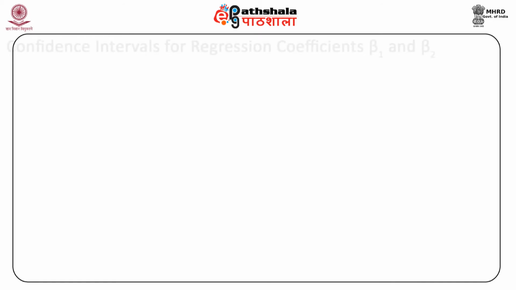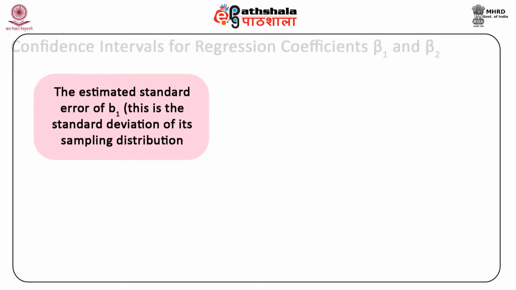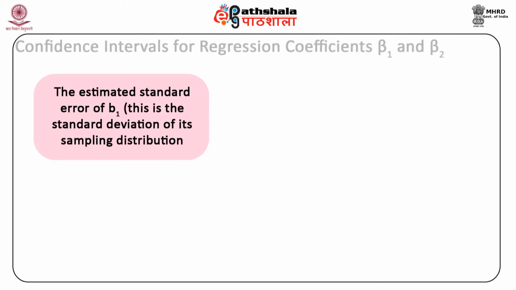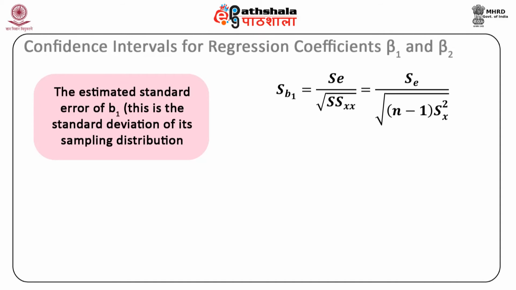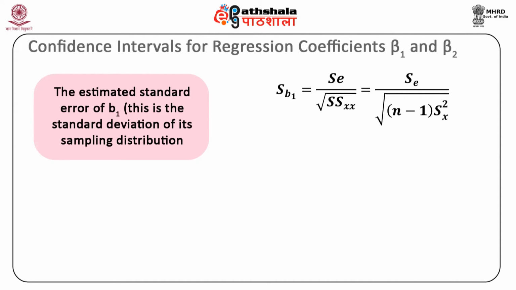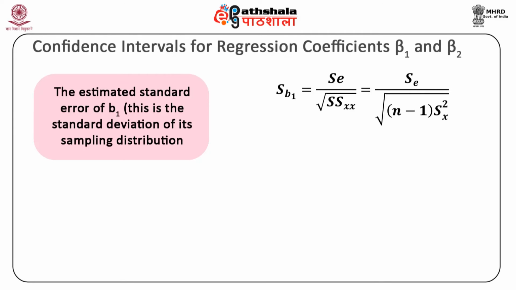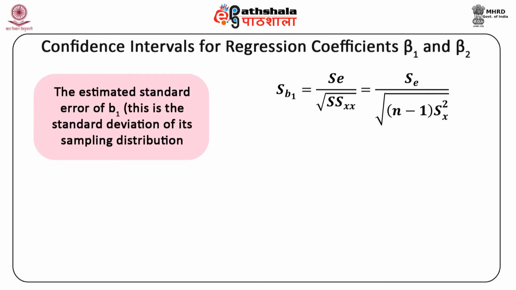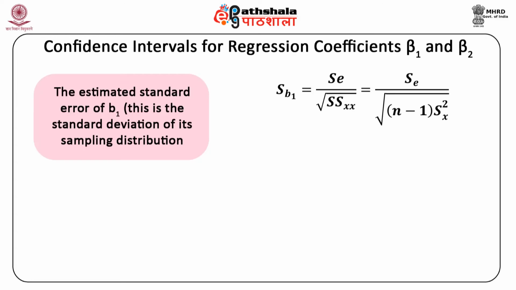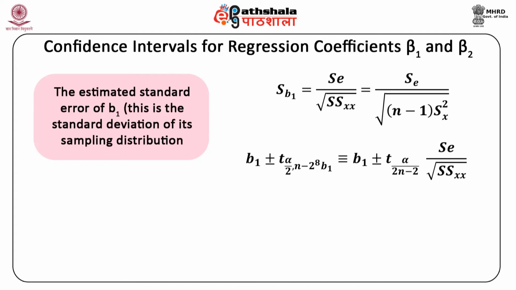We now obtain the standard error of b1, which is estimated. This is the standard deviation of its sampling distribution. We can write this as Sb1 equal to the standard error SE divided by the square root of SSXX, which is equal to SE upon the square root of n minus 1 times Sx squared. The interval then can be written as b1 plus or minus t alpha by 2, n minus 2, into Sb1.